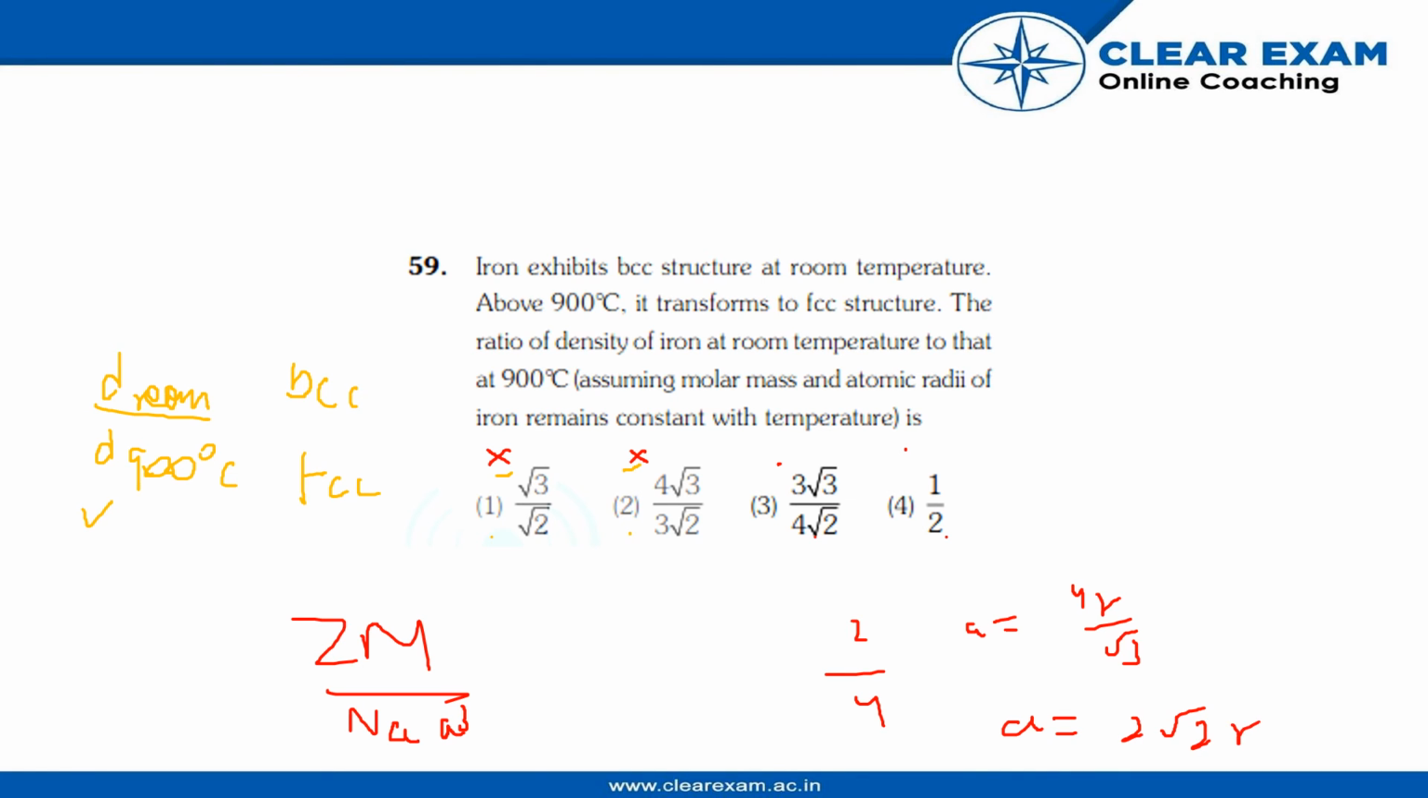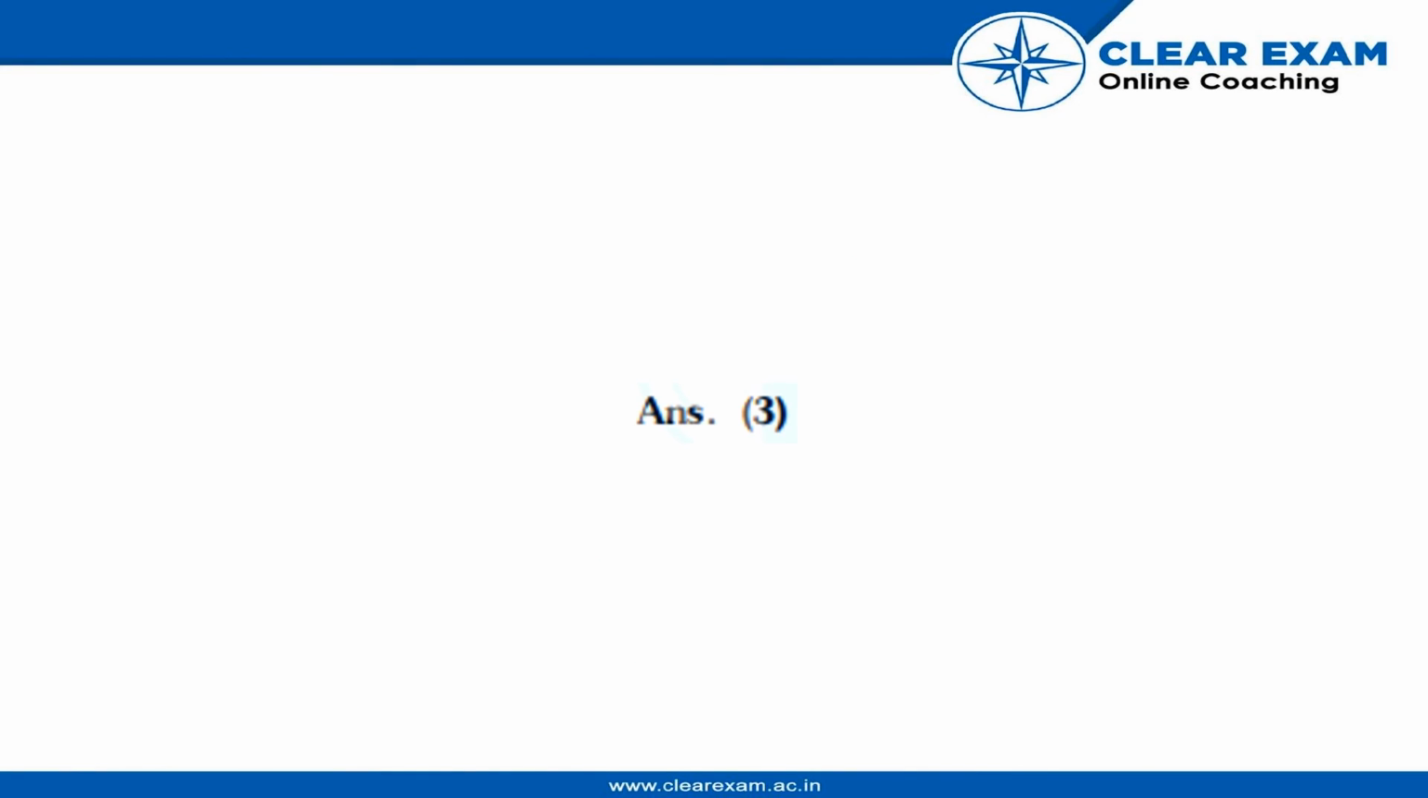r for BCC and FCC. So putting these in this formula, Zm upon a cube for BCC and Zm upon a cube for FCC respectively, putting all the values here, we would get simply 3 root 3 upon 4 root 2. So the correct option is option third. Here you can see option 3.